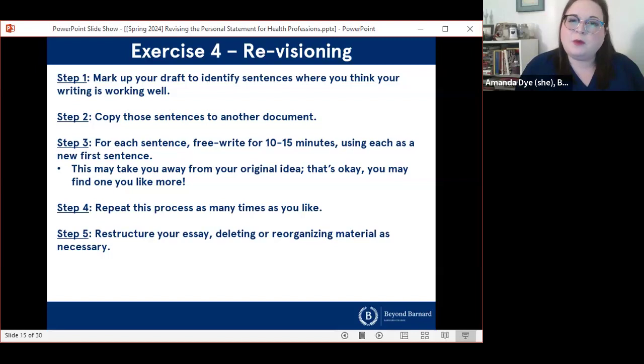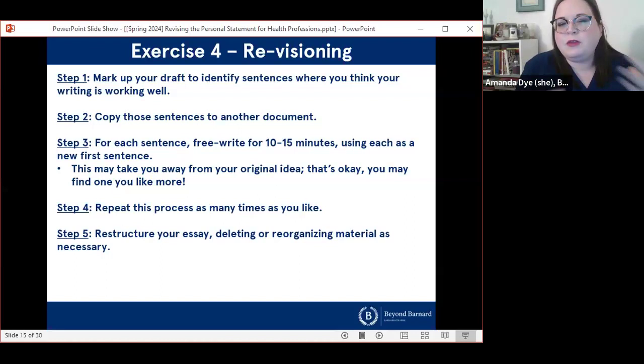It's okay if this process takes you away from your original idea. I think actually that's part of the point of this exercise. And you can repeat it over and over with any sentences that you feel like are working pretty well. Once you've generated some new material, then you're better able to put things together in a different way. So you might find that you're taking some pieces of the original essay, but interspersing them with pieces that you have written more recently through this exercise.